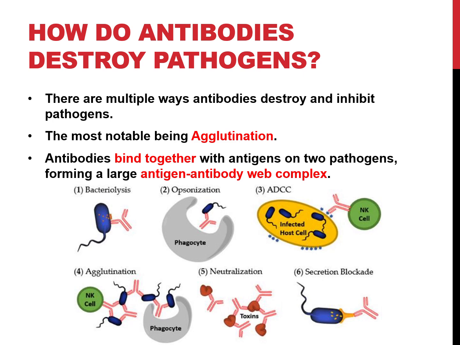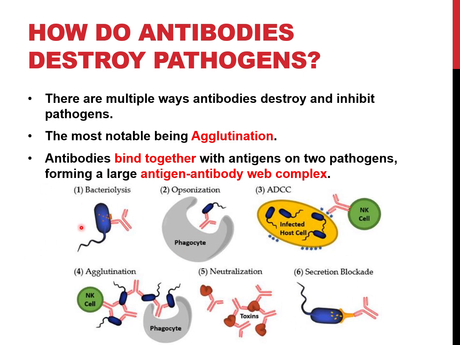So how do antibodies actually destroy the pathogens? There are multiple ways antibodies destroy and inhibit pathogens, the most notable being what we call agglutination. So that's that sticking together process. Antibodies bind together with antigens, and they also bind with pathogens, and they create a giant web, essentially. So that's this number 4 here. When that giant web of pathogens and antibodies is formed, natural killer cells and phagocytes will come along and engulf them because they will be signalled with cytokines and other molecules.